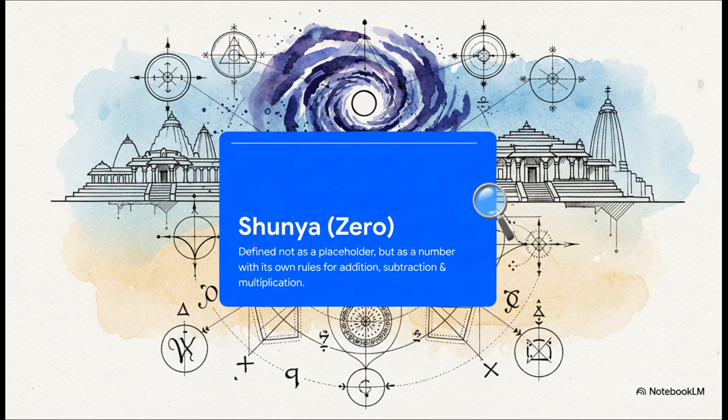Next up, he took the concept of zero. Now, for a long time, zero was just a placeholder, right? Like an empty spot. Brahmagupta elevated it into a full-fledged number. He gave it rules. He defined how it behaves when you add it, subtract it, or multiply by it. This was a monumental leap in abstract thinking.